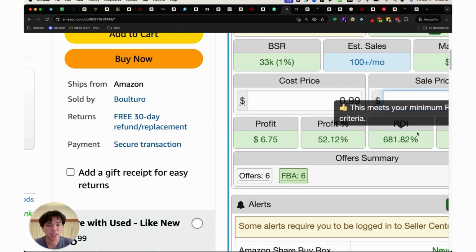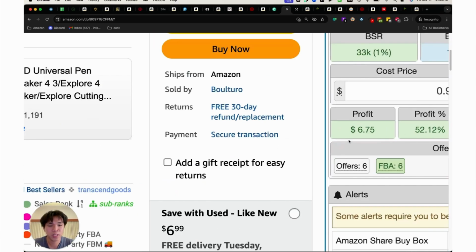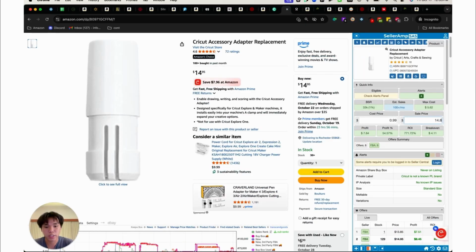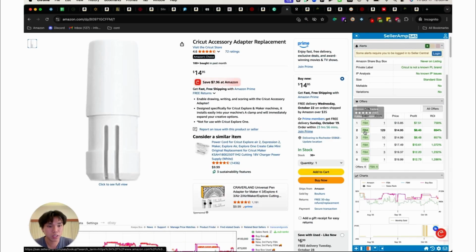600 to 700% ROI. You're not going to see this very often, if you're spending $1 and making $6 to $7. Even at the price right now at $14.95, there is potential to make 100% ROI, and there's a bunch of people selling this too.